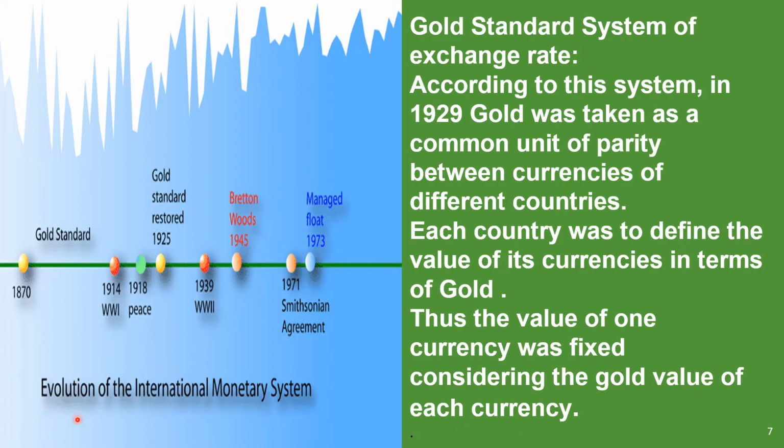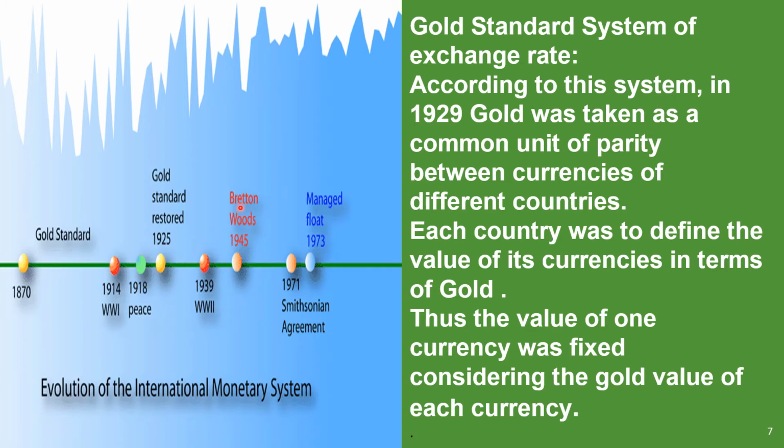Here we have a chart showing the evolution of the international monetary system. So the gold standard started way back in 1870. Then came the World War I in 1914. There was a time of peace in 1918. And then the gold standard was restored again in 1925.